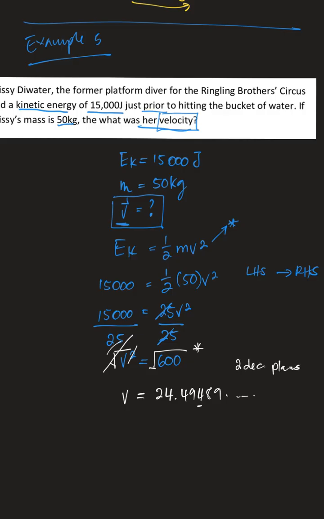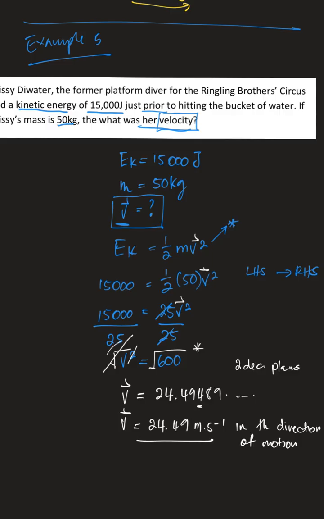So I'm looking here at this number, which is 4. So I'm left with v is equal to 24.49 meters per second. And because it's a vector quantity and it was positive, I can say in the direction of motion. So can you see that when I have a vector quantity, I have to make sure that I put a direction with my answer because it is a vector.